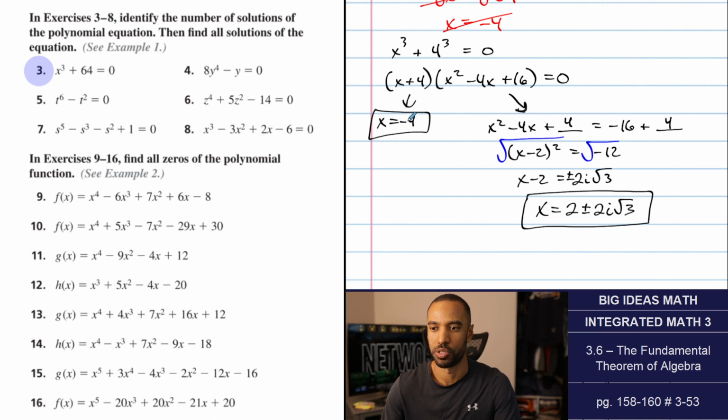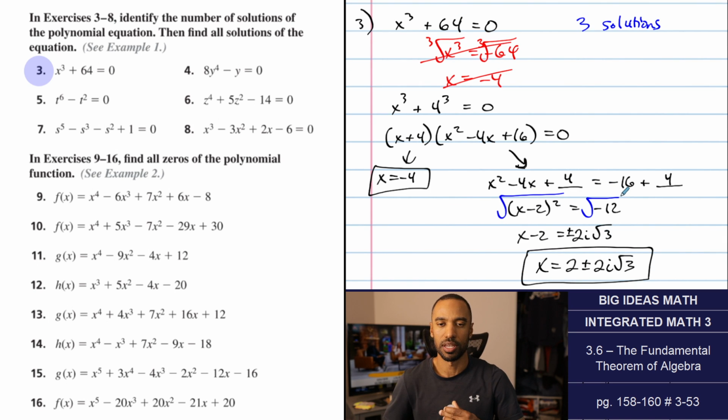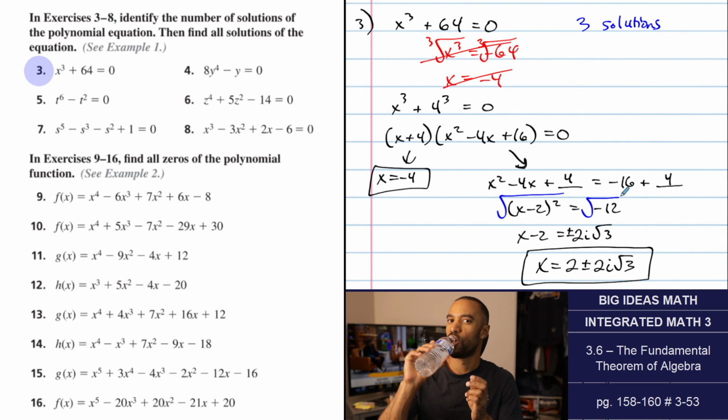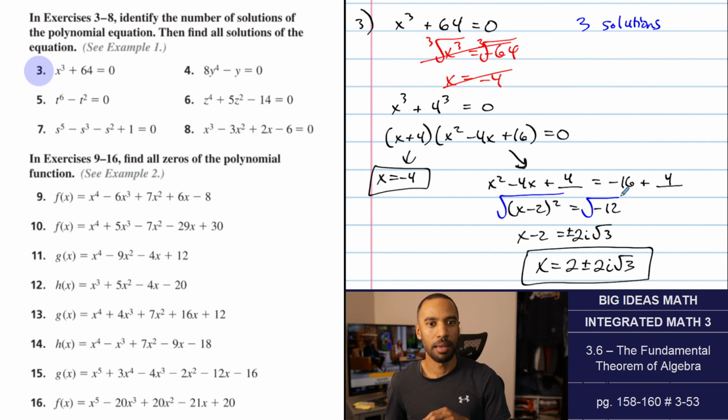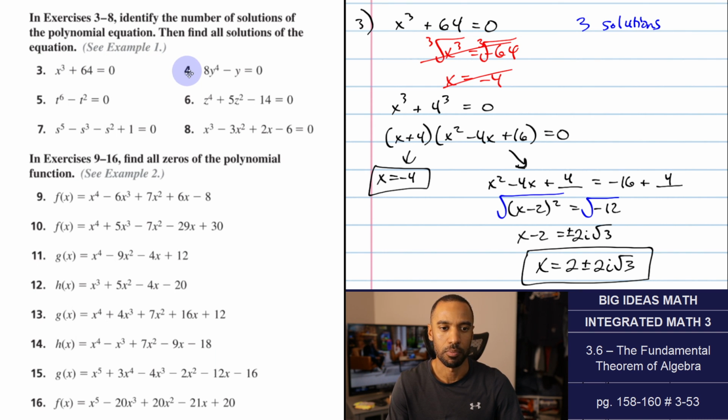So what are your 3 solutions? Negative 4, 2 plus 2i root 3, and 2 minus 2i root 3. Okay, that's your final set. That's what gives you your 3 solutions. That's why we don't stop at just that negative 4 there. I'm seeing a lot of problems in this set too, where I can do a debunking version of don't do this, instead do that. So let's go to this number 4 and talk about it the same way. Number 4.